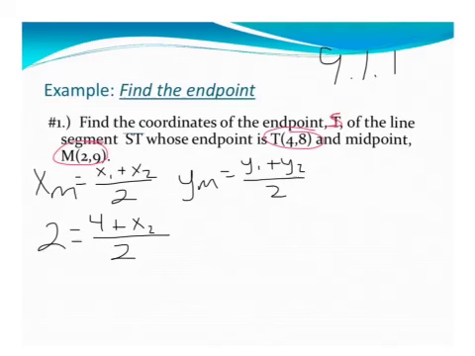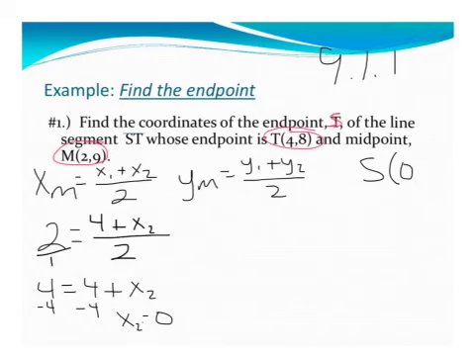Now we'll solve. Some of you might like this better if it's cross multiplication. So I do 2 times 2, and then 1 times the numerator there. I end up getting 4 equals 4 plus x2. Solve for x2 by subtracting 4, and we get x2 equaling 0. So that's the coordinate of my endpoint s. So s is going to be 0, comma, and we've got to figure out y now. Let's do the same thing.